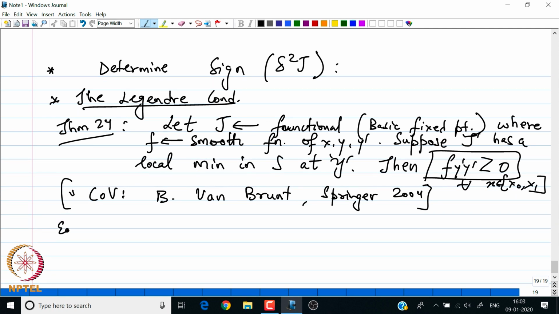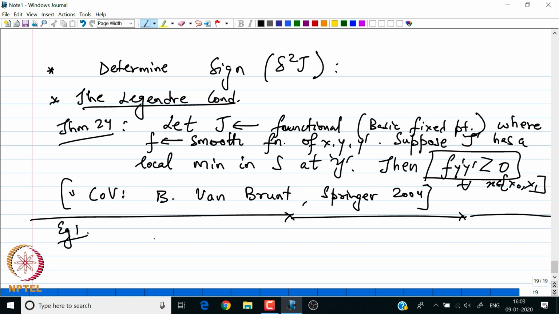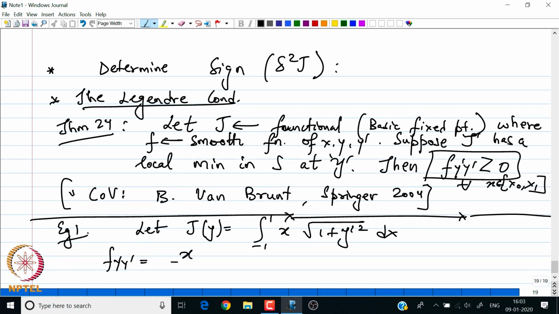Let us quickly look at an example of the application of the Legendre condition. So, let me consider a functional of the form j of y is equal to the integral from minus 1 to 1 of x times square root of 1 plus y prime square dx. We see that f of y prime y prime is given by x divided by 1 plus y prime square to the power 3 by 2.